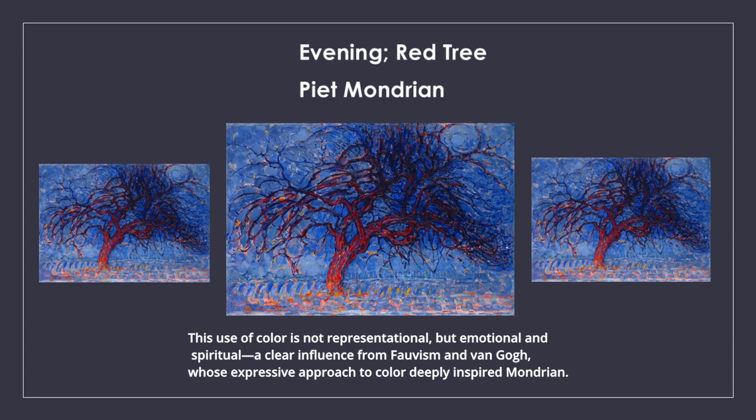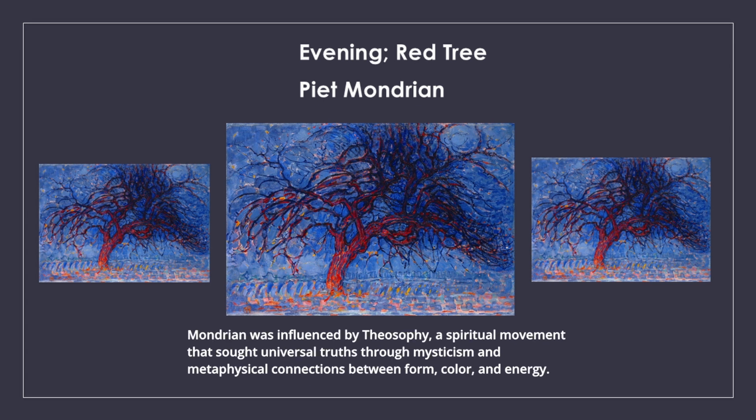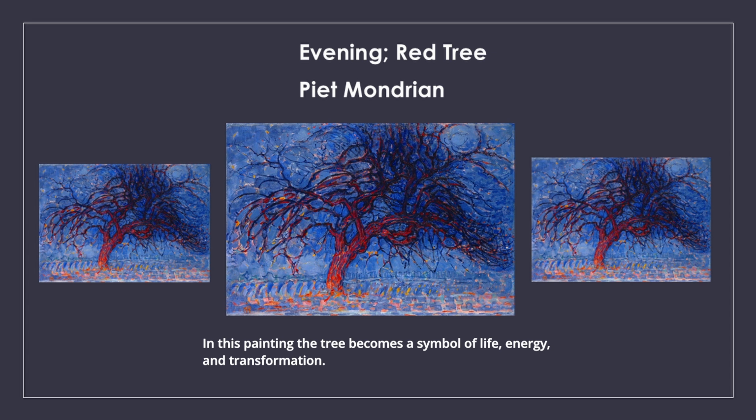This use of color is not representational, but emotional and spiritual, a clear influence from Fauvism and Van Gogh, whose expressive approach to color deeply inspired Mondrian. Mondrian was influenced by Theosophy, a spiritual movement that sought universal truths through mysticism and metaphysical connections between form, color, and energy. In this painting, the tree becomes a symbol of life, energy, and transformation.